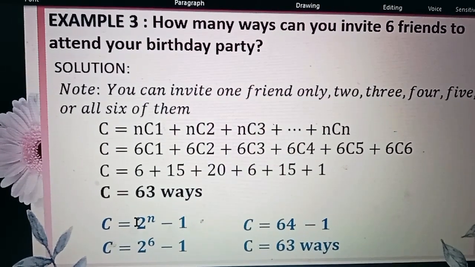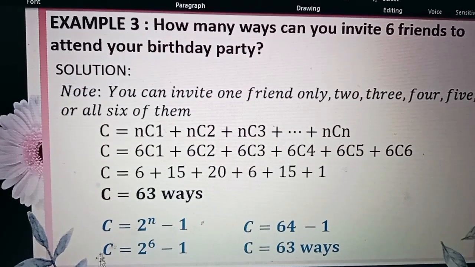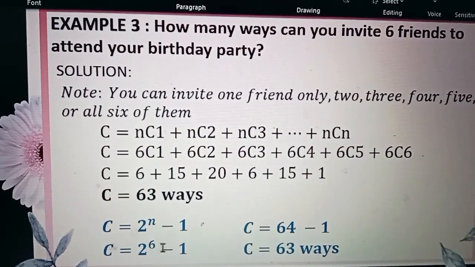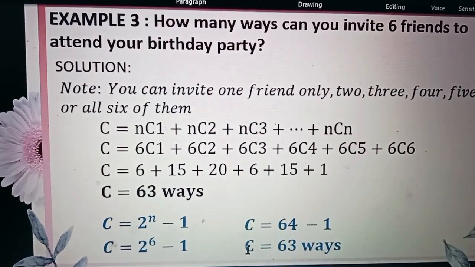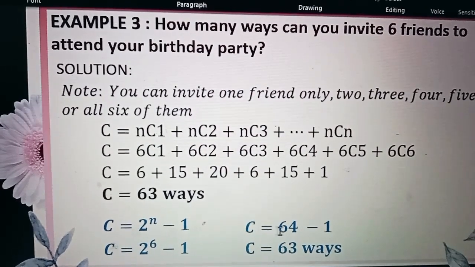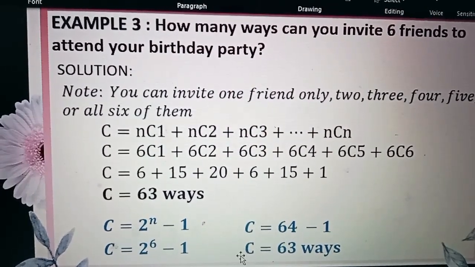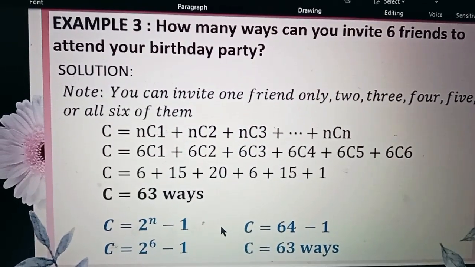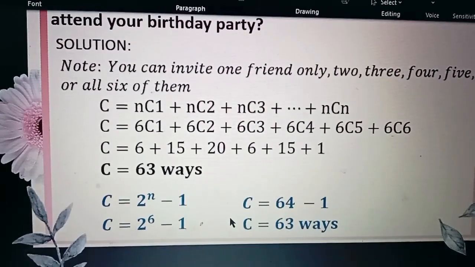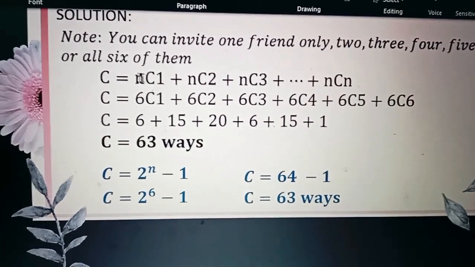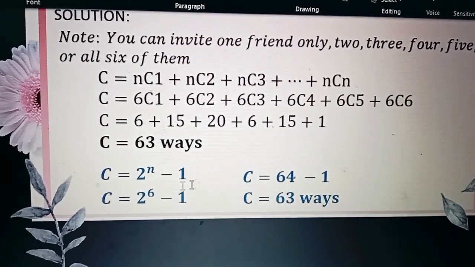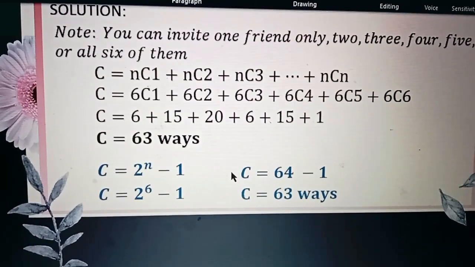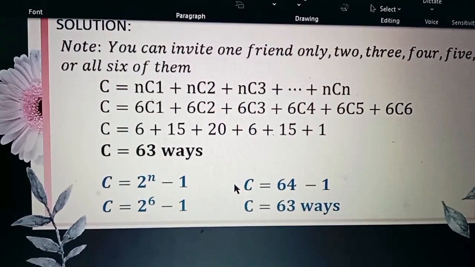Using the formula, C is equal to 2 raised to n minus 1. So C is equal to 2 raised to 6 minus 1. So C is equal to 64 minus 1. C is equal to 63 ways. So you can use this one, or you can use this formula in finding the result.